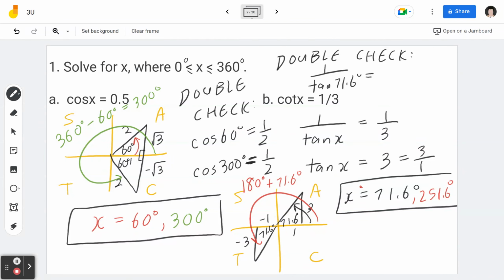So I grab my calculator, I take 1 divided by tan of 71.6, and it's going to be 0.3326555724, which is pretty much 1 over 3. It's close enough. So we know the first answer makes sense. Again, to double check the second answer, I press 1 divided by, and I'll write it out for you. 1 divided by tan of 251.6.